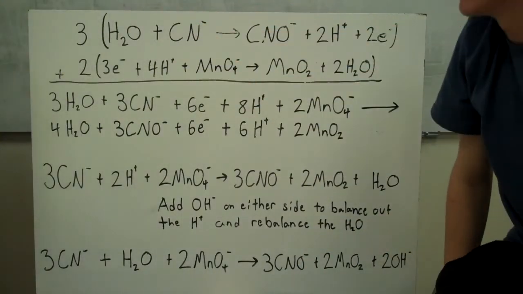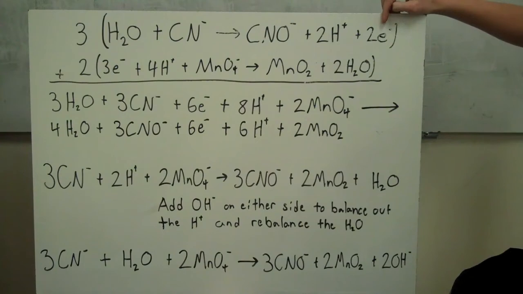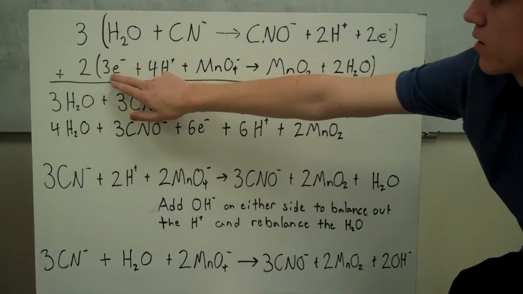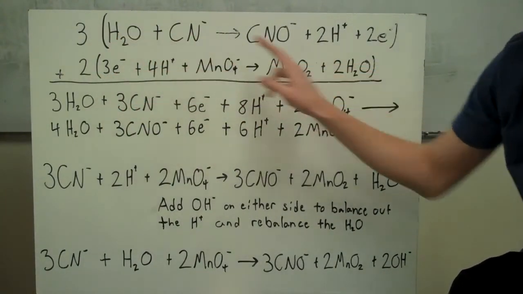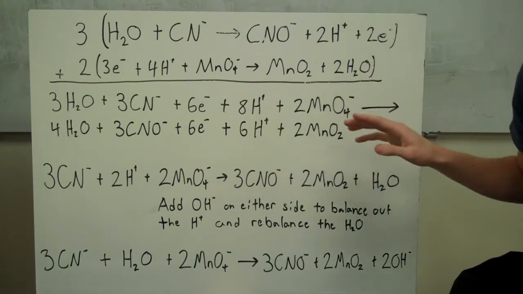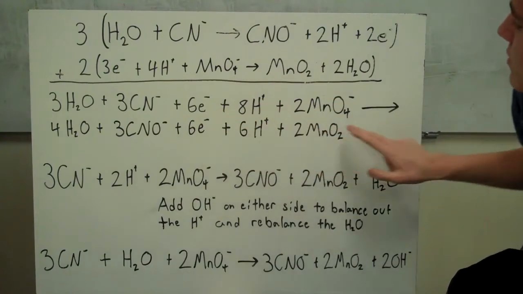So pretty much it's been the same process. Now we look at the electrons transferred in each one. This one has 2 electrons transferred, but this one has 3. So we have to multiply this equation by 2 and the top equation by 3 to get the same number of electrons transferred. When we do this, we get this.